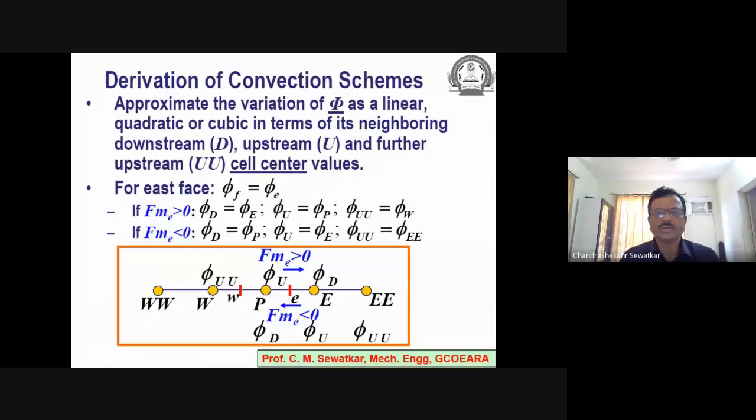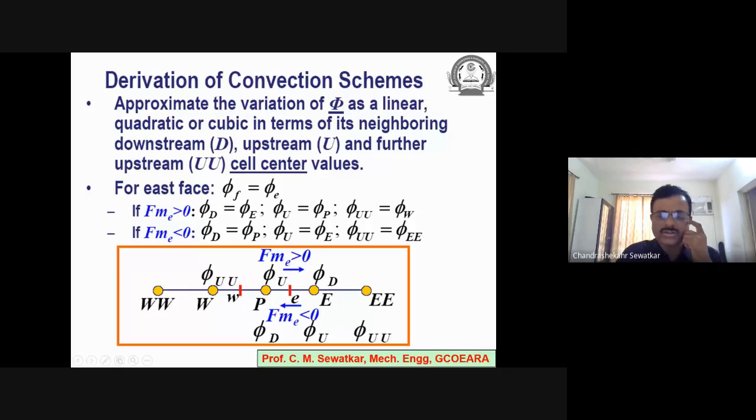So for the derivation of a convection scheme, for the derivation of an expression to determine the value of the variable on the face of the control volume, we will make some assumptions. We will make some notations. We will change the notations which we were using so far. For the sake of understanding, we will always consider the east face. So my phi f will always be equal to phi e. We will be doing it for the east face.